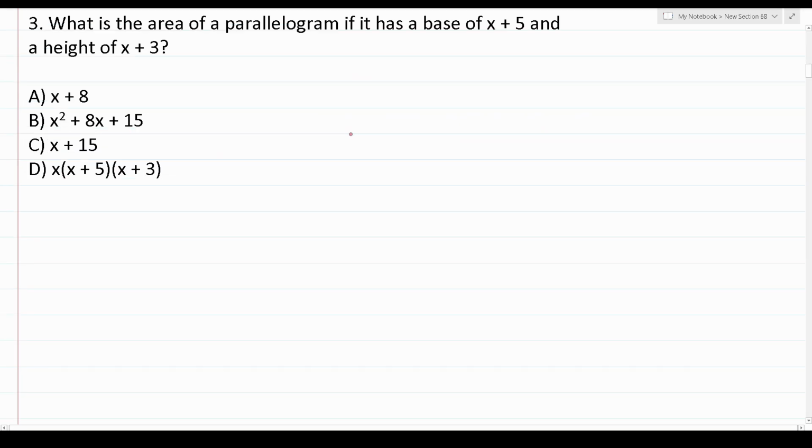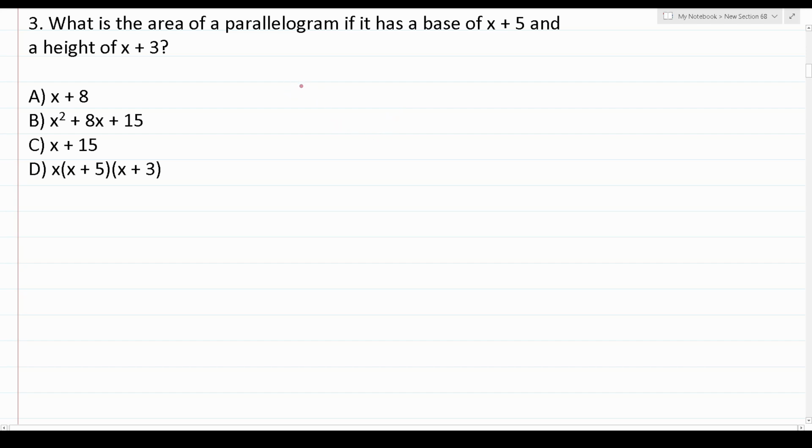All right, number 3 here says, what is the area of a parallelogram if it has a base of x plus 5 and a height of x plus 3? So on my website, there's a 13-page reference sheet, and I strongly encourage you to learn and memorize all the formulas on that reference sheet.